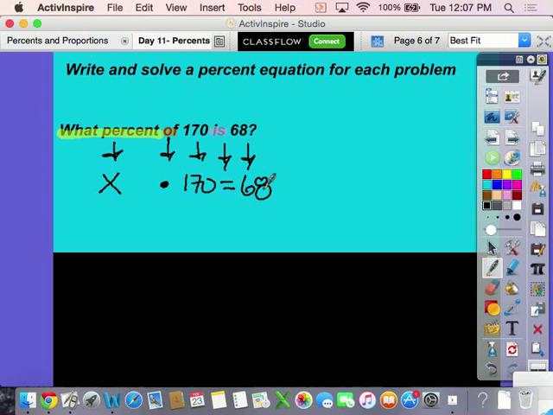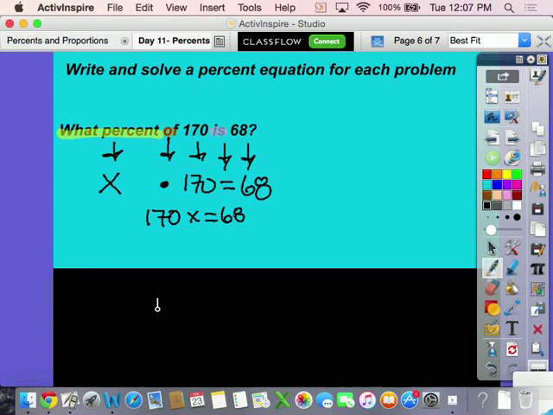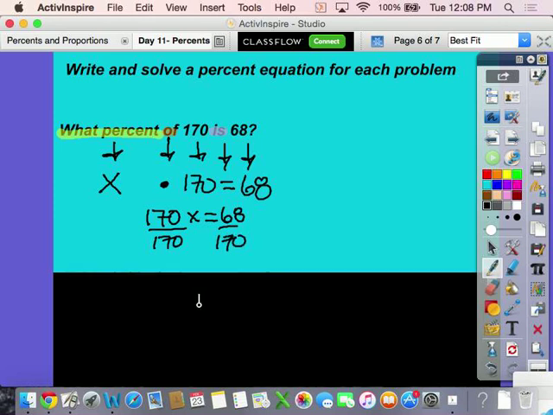X times 170 we're going to write as 170x is equal to 68. To get the x by itself, we're going to divide both sides by 170. You can either reduce this or set it up as a division problem, long division. Either way you do it, you're going to end up with x equals 0.4.